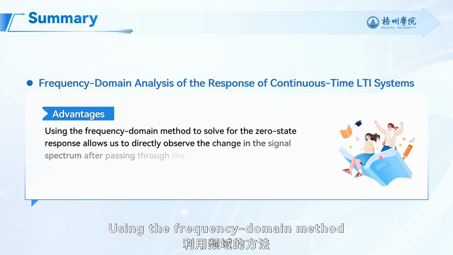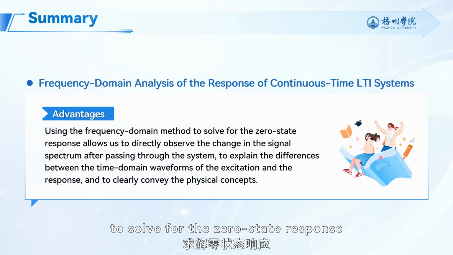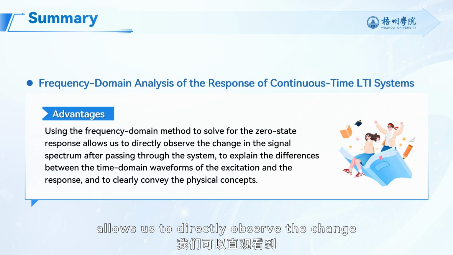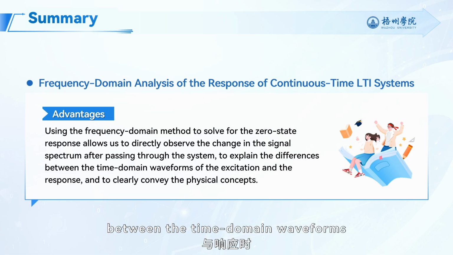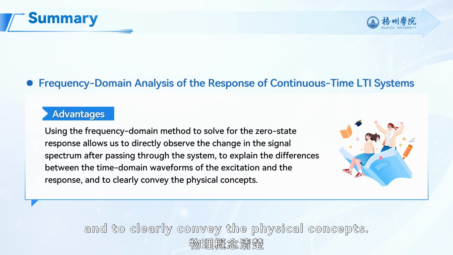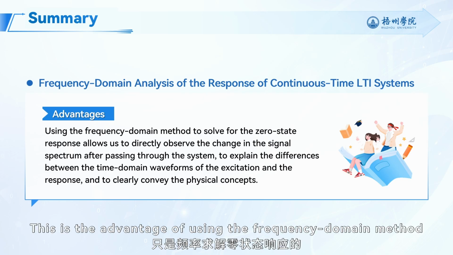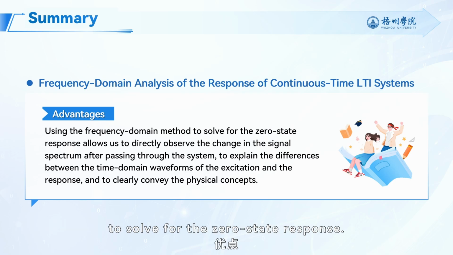Using the frequency domain method to solve for the zero-state response allows us to directly observe the change in the signal spectrum after passing through the system, to explain the differences between the time domain waveforms of the excitation and the response, and to clearly convey the physical concepts. This is the advantage of using the frequency domain method to solve for the zero-state response.